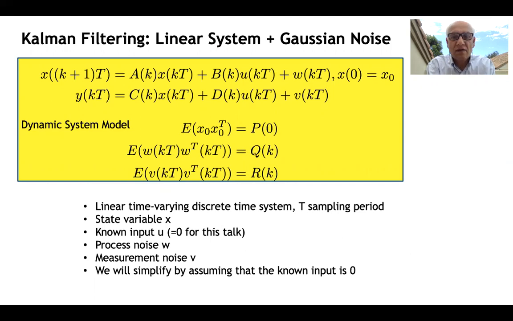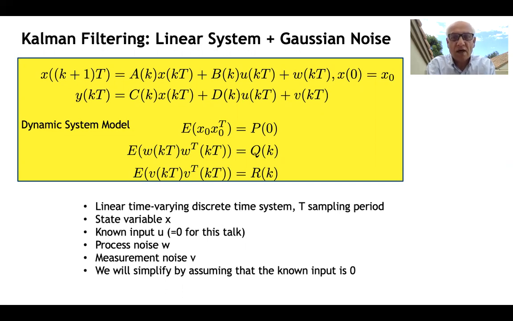The system is given by a difference equation: x at time k plus 1, T is the sampling period, is a linear function of the state at the previous instant, A_k x_k, plus an input term, B_k u_k, and a noise term, w. Along with the state equation, you have the measurement equation given by the second equation, namely y equals C x plus D u plus v. v is the measurement noise. For the noise, we make assumptions that it's Gaussian and zero mean, and we characterize that using its covariance. The covariance of the initial state x0 is given by P0. The covariance of the system noise is given by Q, and the covariance of the measurement noise is given by R.